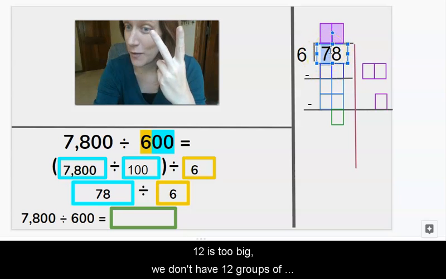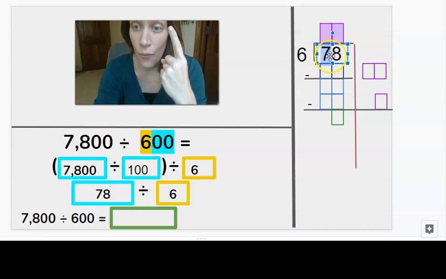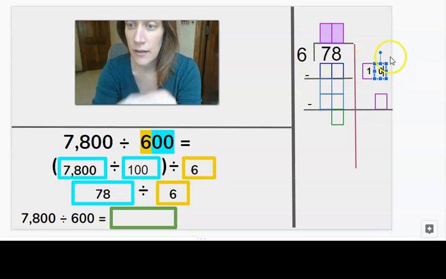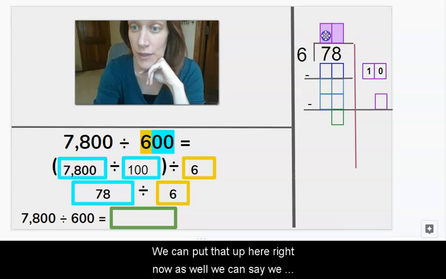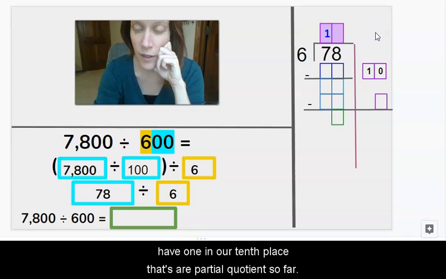But remember, if I count by 6s, I only get to fit 1 inside that 7, right? 12 is too big. We don't have 12 groups of 10. We only have 7, so we can only fit 1 ten in each group. So right over here in my partial quotient, I'm writing 10. Okay, and we can put that up here right now as well. We can say we have 1 in our tens place. That's our partial quotient so far.